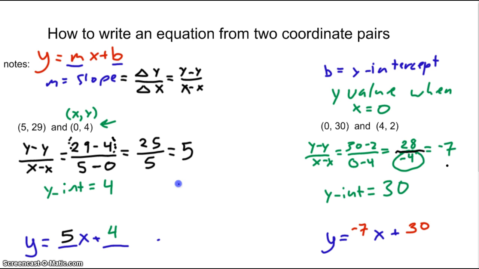So always remember that it is y equals blank, which is slope, x, plus the y-intercept. There are only two numbers to replace. You always need the y and the equals and the x and plus or minus the y-intercept.